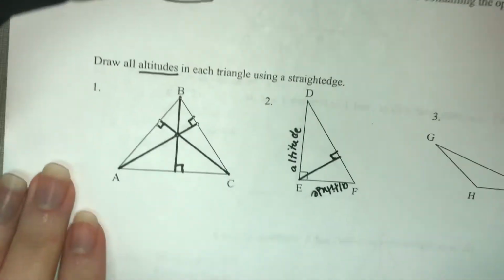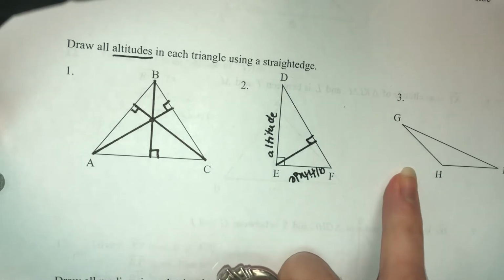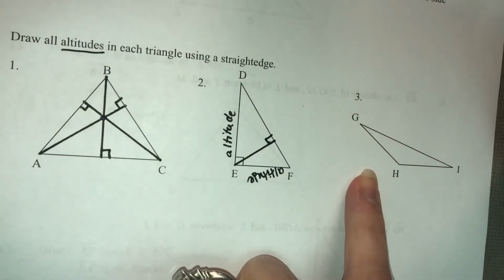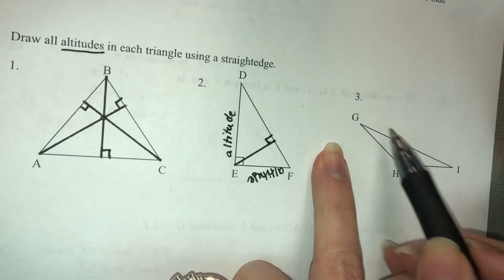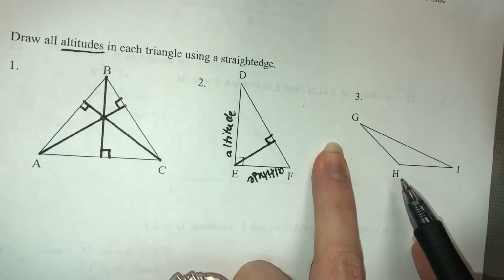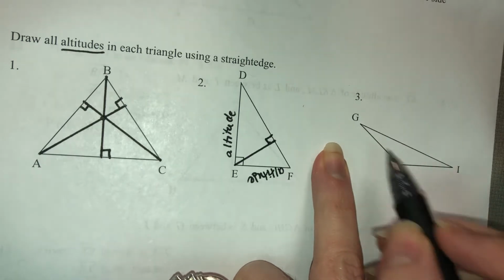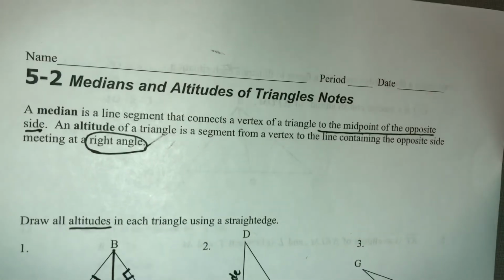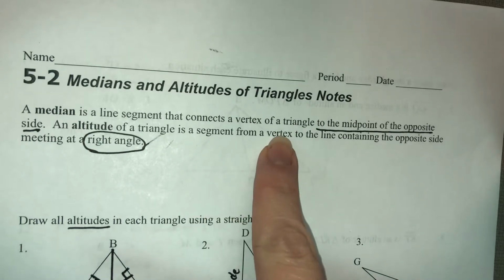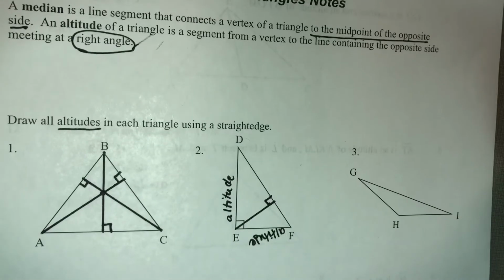So sometimes the altitude of a triangle is the same as the side of a triangle when we're working with a right triangle. Now, take a look at this obtuse triangle, GHI. If I try to connect the vertex G to this line segment HI, I can't make a right angle because it's already so slanted out that it's going to be quite an obtuse angle. That's why the definition of altitude says from a vertex to the line containing the opposite side, because it can't always go to the opposite side.